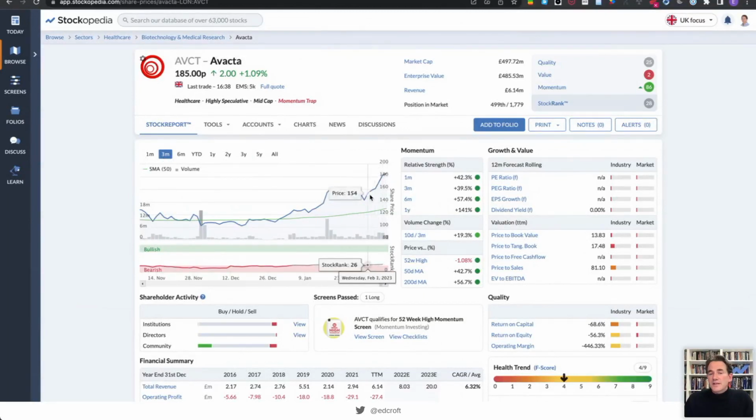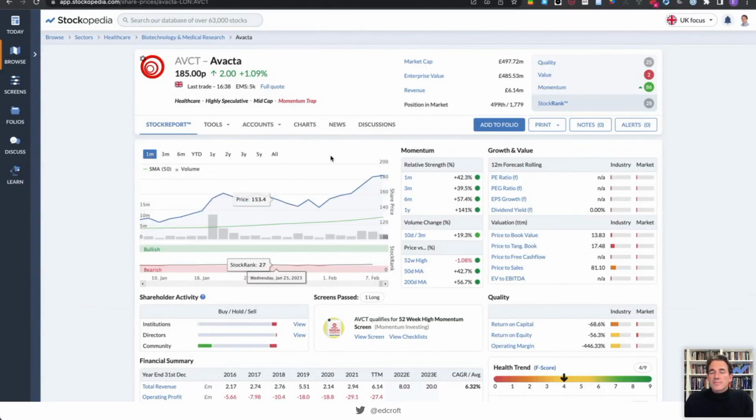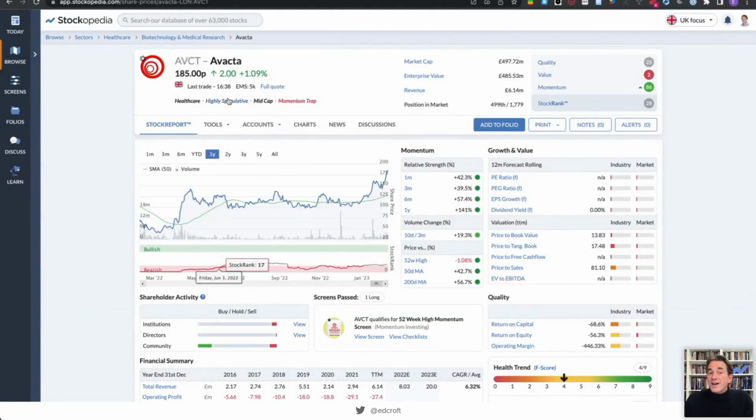So you can see it's gone quite well in the last month. It's really been ticking up. There is quite a lot of hype on this highly speculative mid-cap momentum trap. Again, that basically means you've got high momentum but very expensive.